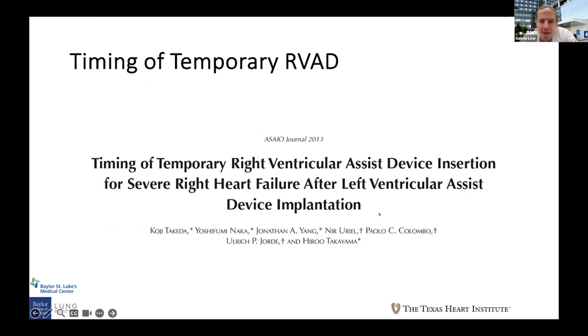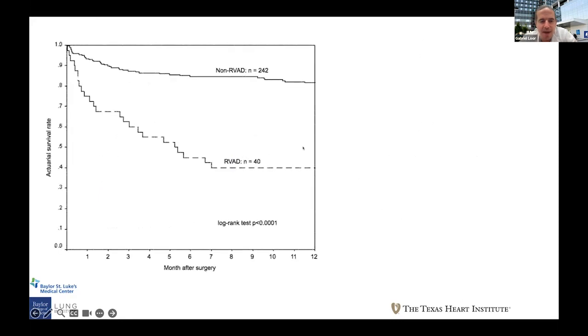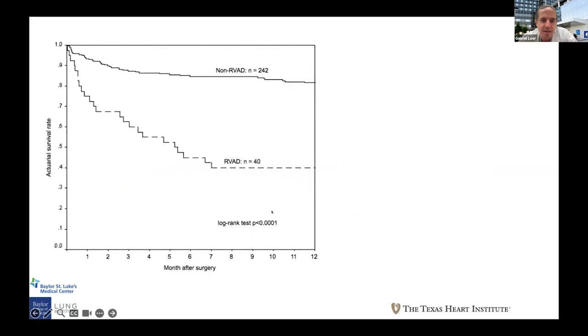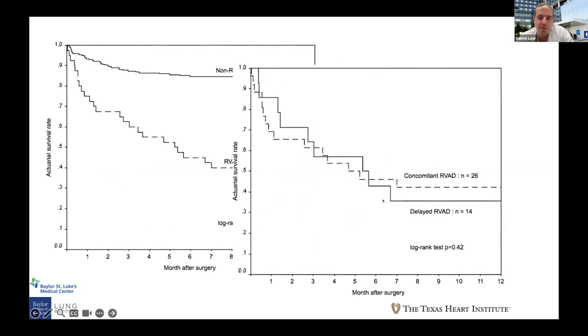pump. So post-op RVADs, in terms of timing for the RVAD, it kind of ends up being dealer's choice. Bottom line is that with an RVAD, you have worse long-term outcomes than you do without the RVAD. And this is data from Yoshinaka's group in Colombia. This is a very nice article in 2013 that touched on this. But what they did look at was putting the RVAD in right away in the OR versus delayed, which did not have a major difference in outcomes.